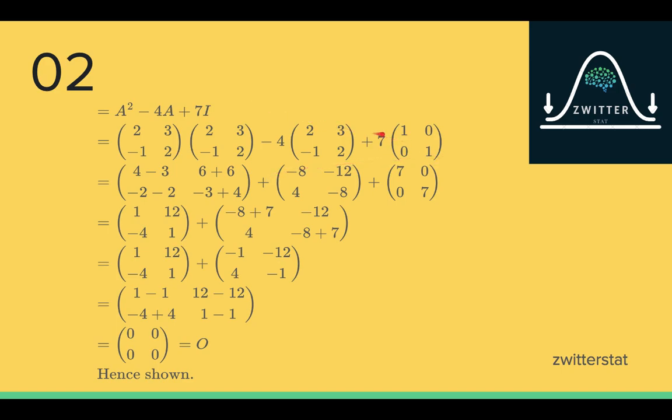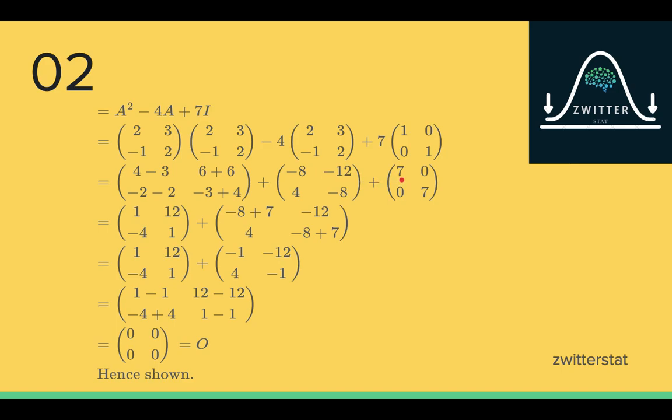I represents an identity matrix, and here it is of order 2 cross 2. So I have 2 ones in the diagonal positions, and there is a 7 outside this matrix which is a scalar. So I will multiply each and every element of this identity matrix with 7. Now I get 3 matrices of the order 2 cross 2 and they are being added. So let's start adding these matrices.